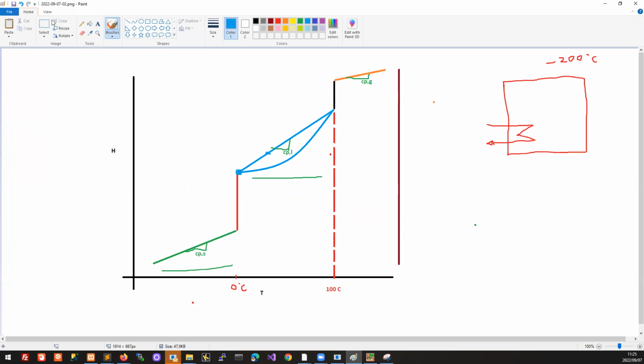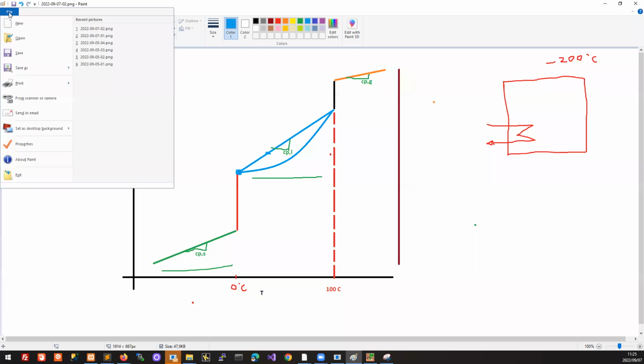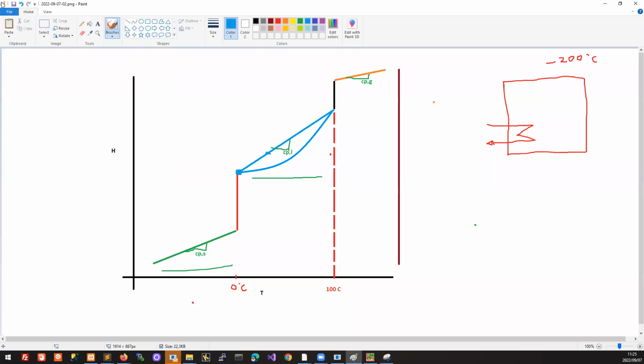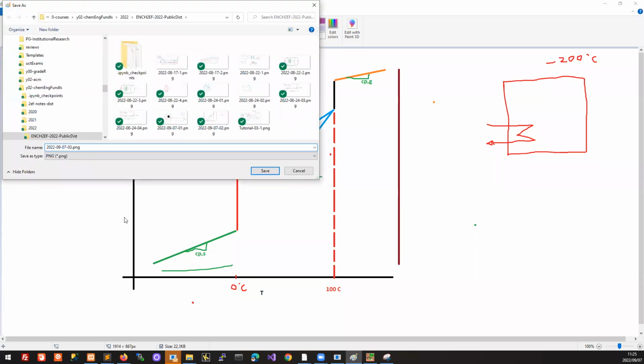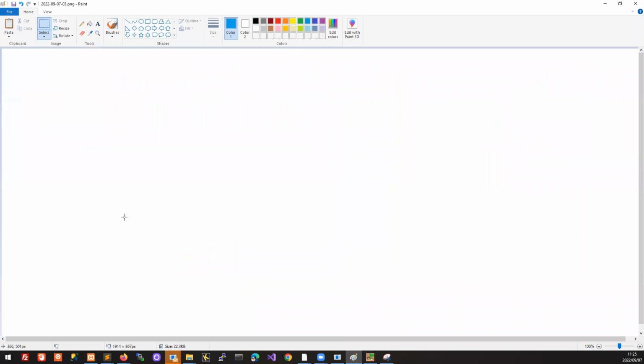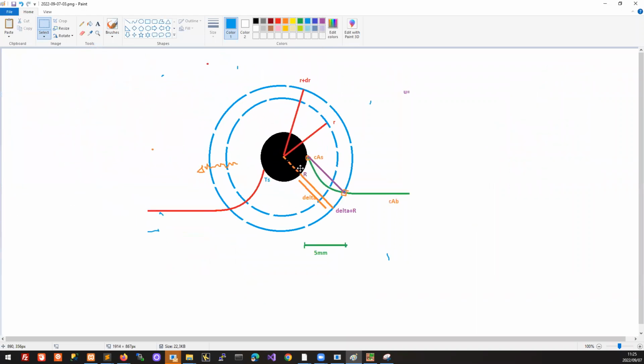So, okay, let's do this as a new one now. Okay, now we need the temperature. We need the temperature difference. We know there's a temperature difference between these 2 points.